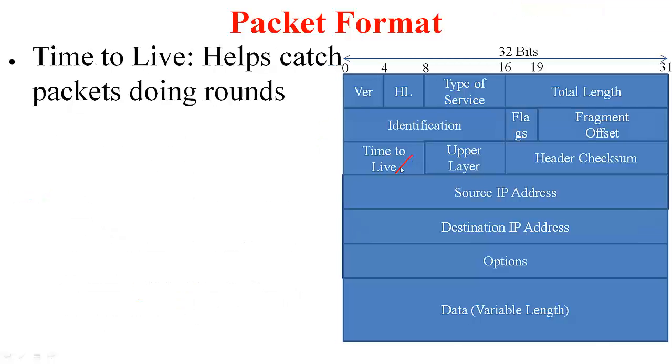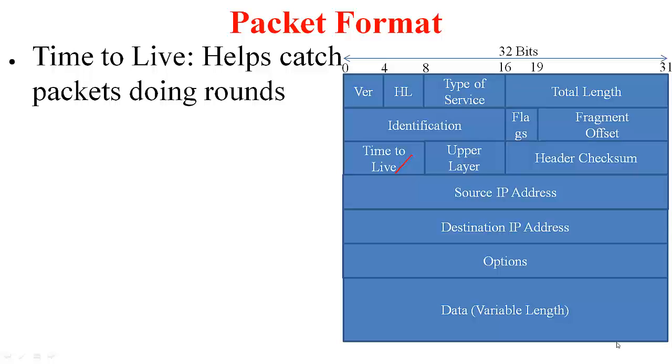Next comes the time to live field. We saw in the spanning tree protocol that when you build networks, some loops creep into the network topology, either because of fault tolerance purposes or misconfiguration. And whenever we have loops, you will see that the packets are going to go round and round. How do you help catch such packets?